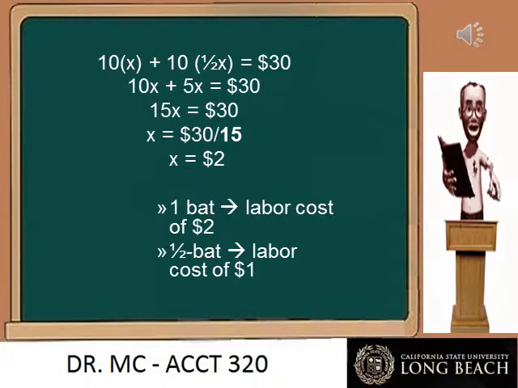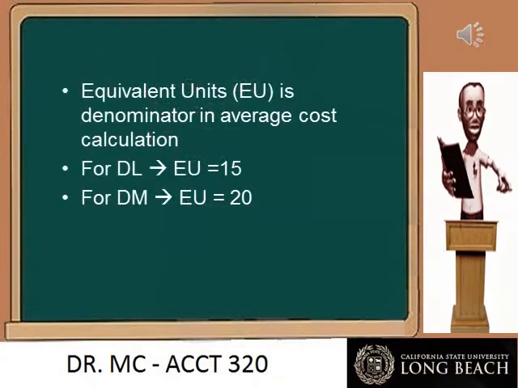The total number of units in the denominator is called equivalent units. The reason why it is called equivalent units can be seen in the average labor cost calculation that we just did. The equivalent units in the labor cost calculation is 15 bats. The labor cost in 10 complete bats and 10 half-complete bats is the equivalent of the labor cost in 15 complete bats. The equivalent units for direct materials is 20 bats. The direct materials in 10 complete bats and 10 half-complete bats are equivalent to the direct materials in 20 complete bats.